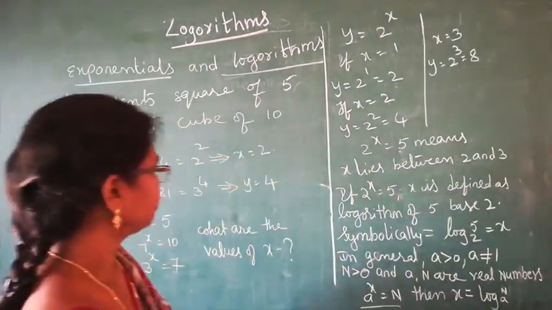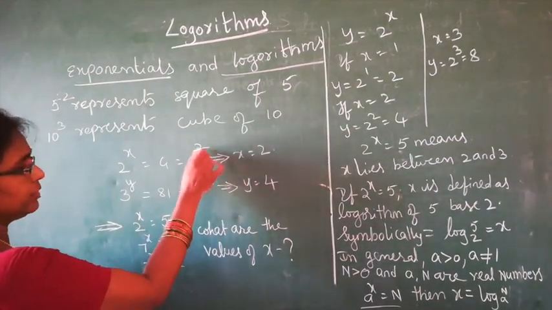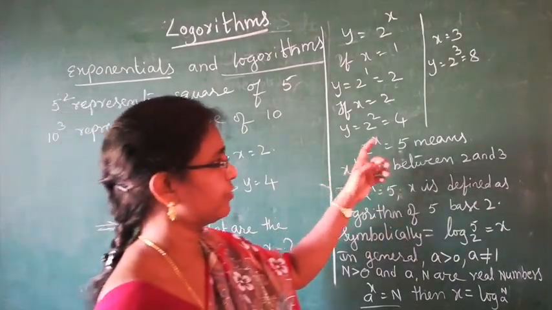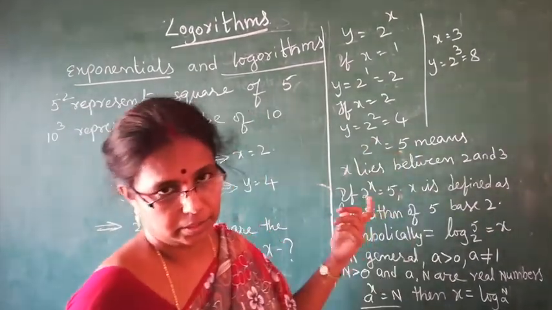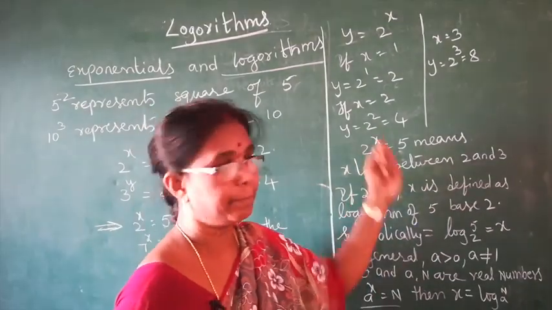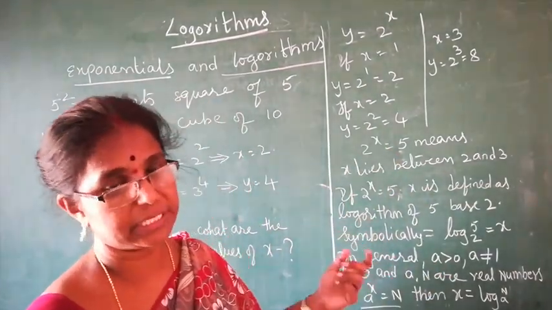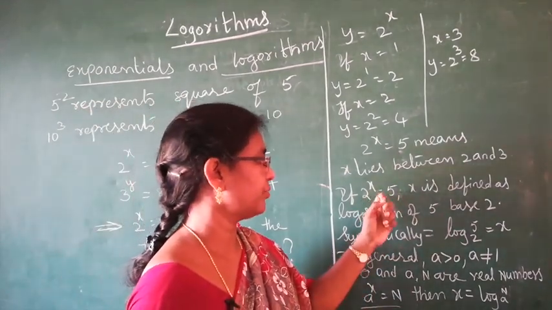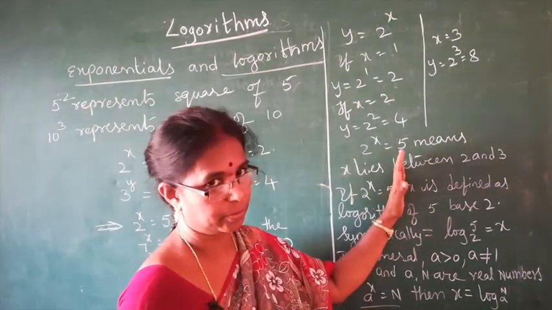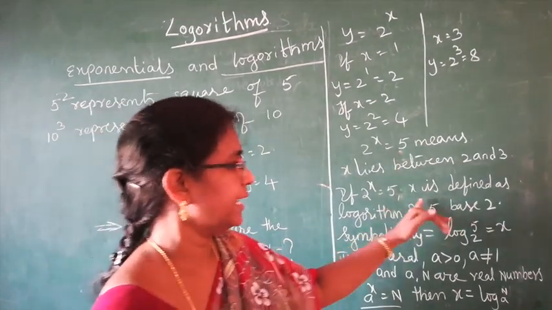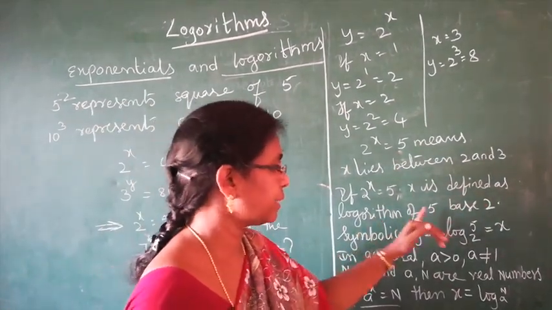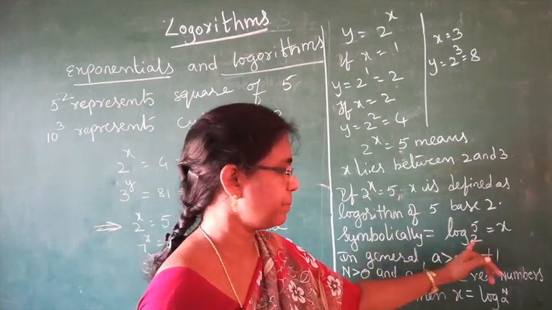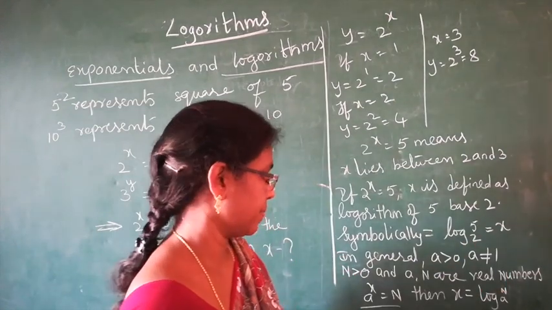Here, 2 square value we know is 4, 2 cube value is 8, but for 2 to the power of x equal to 5, we can't write 5 with base 2. Then for that we need a new relation, that is called logarithm. Then how to read that? 2 to the power of x is equal to 5. This is exponential form. Then how to write in logarithm? x is defined as logarithm of 5 base 2. Symbolically, log 5 base 2 is equal to x.